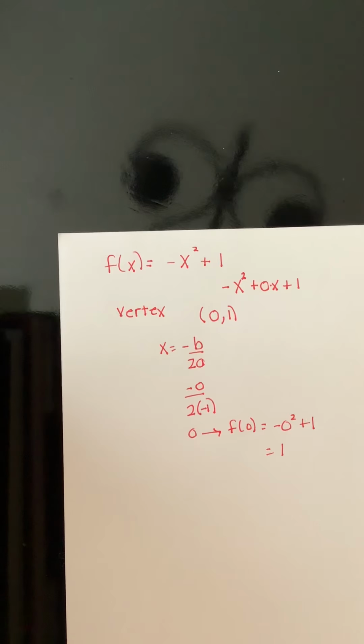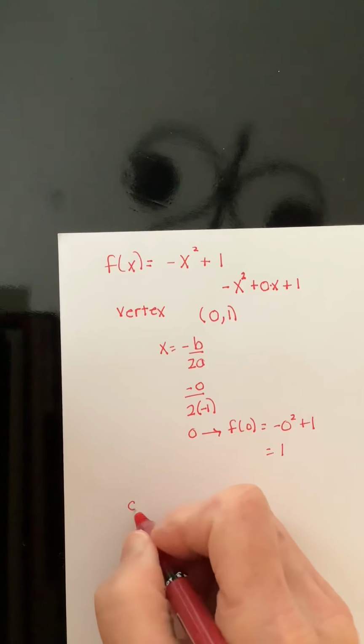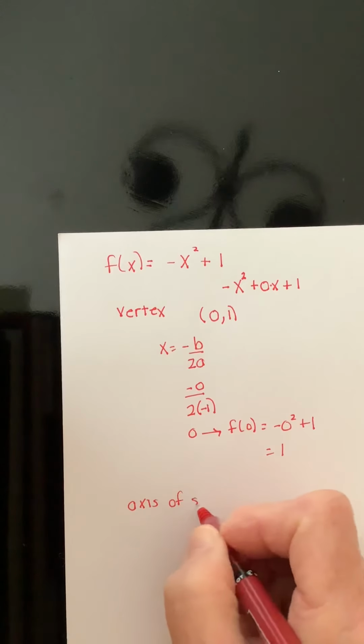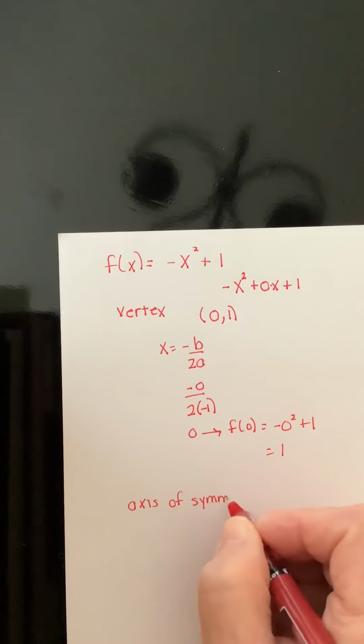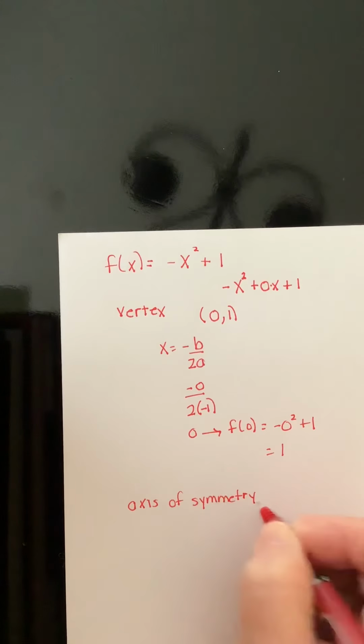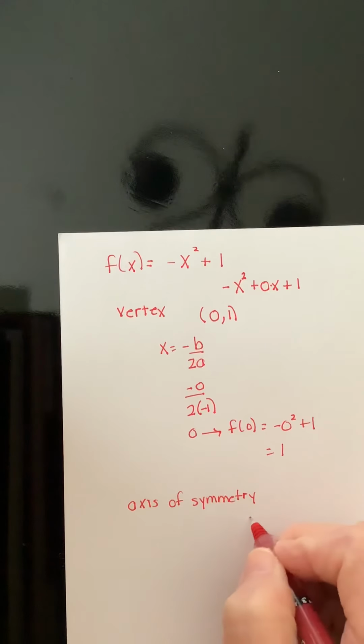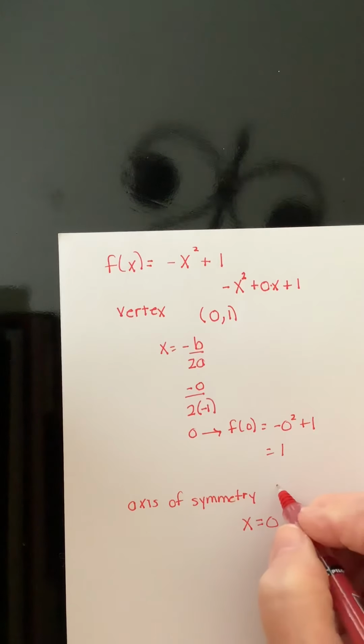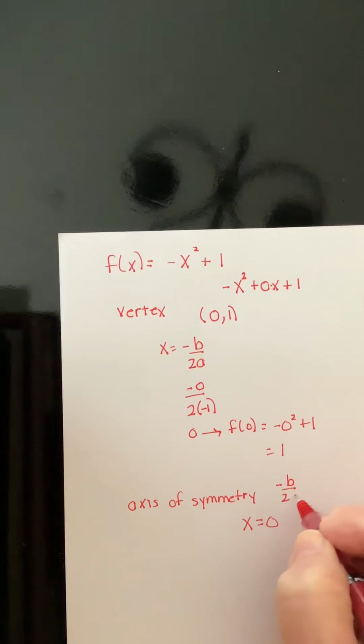So the next thing that we want to do is our axis of symmetry. And that's just whatever our x value was for our vertex. x is equal to, we got 0. Okay, remember it's going to be the opposite of b over 2a. It's the same thing as the x value for the vertex.